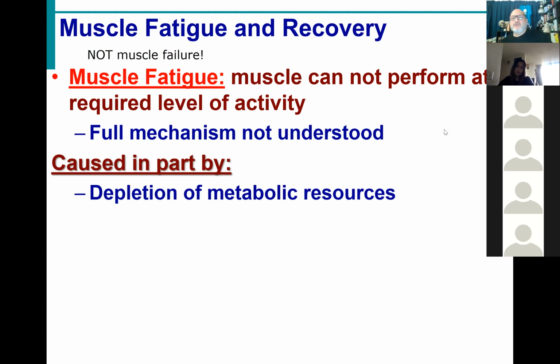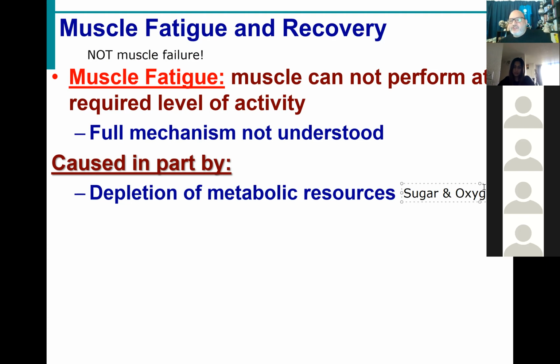What are the metabolic resources I need to contract a muscle? Loss of energy, ATP. True. What do I need to make ATP? Sugar and oxygen. Right. You guys have the right idea.